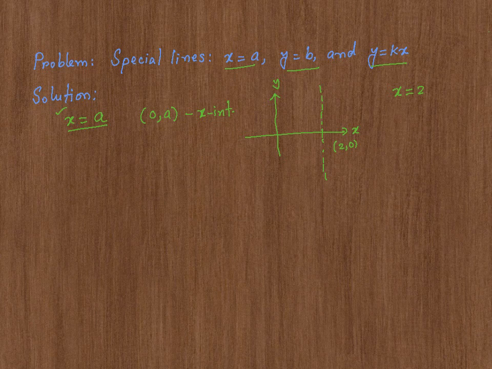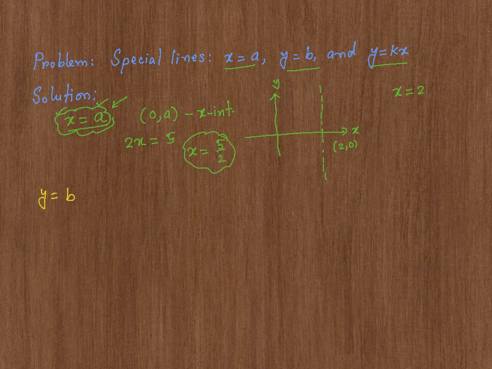Any equation that has the form x is equal to a represents a vertical line through the point (a, 0). Now sometimes equations may not be exactly like this. For instance, if I gave you 2x is equal to 5, this equation is not exactly in this form, but I can convert it into this form by dividing both sides by 2. I'll get x is equal to 5 over 2. This is a vertical line, of course, through the point (5/2, 0).